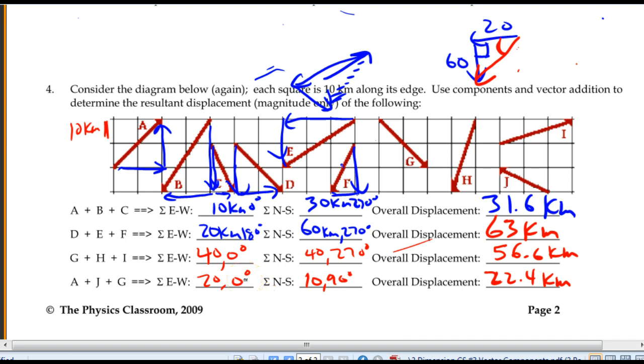Okay, so there's some of the ways we can use components to add vectors together and break vectors down. Often we break them down into components and then add those components together, and then we bring them back together at the end so that we can figure out the total amount of vector addition.